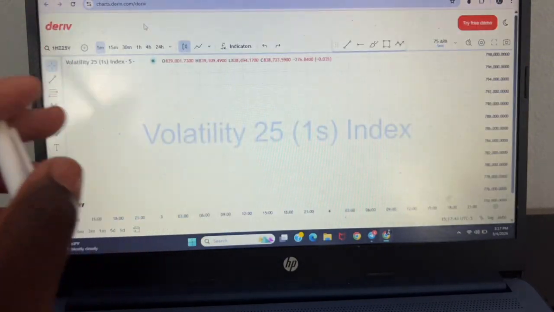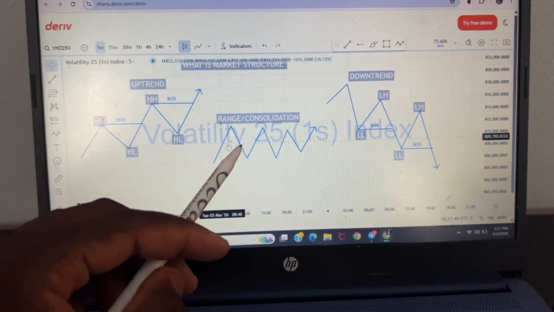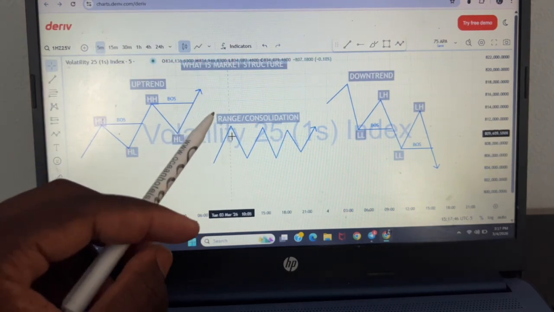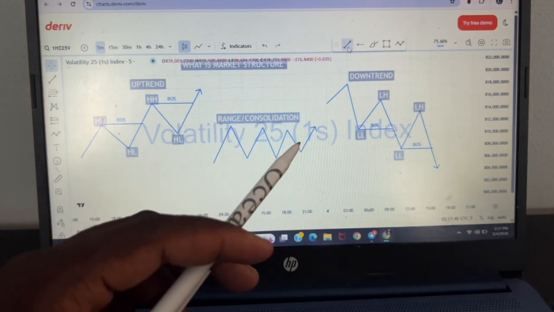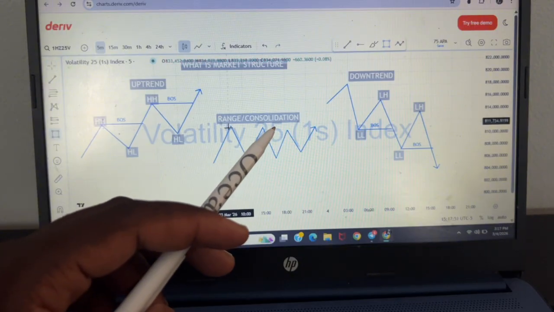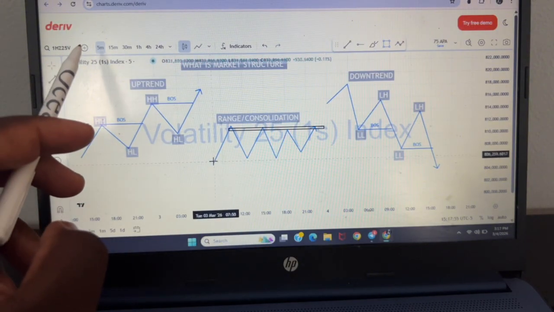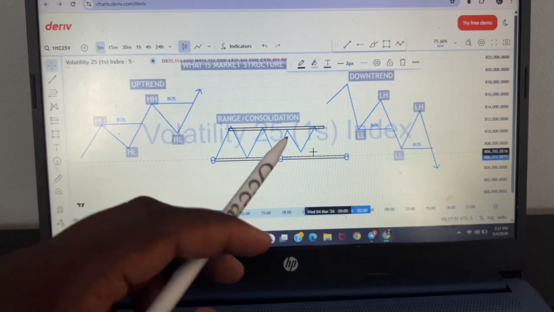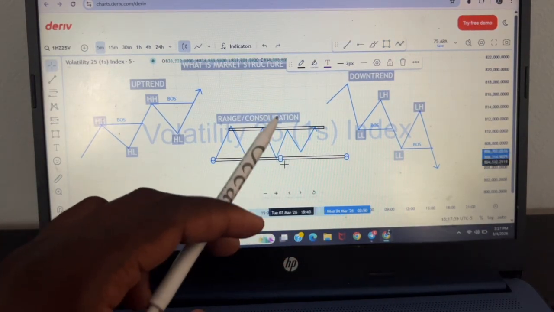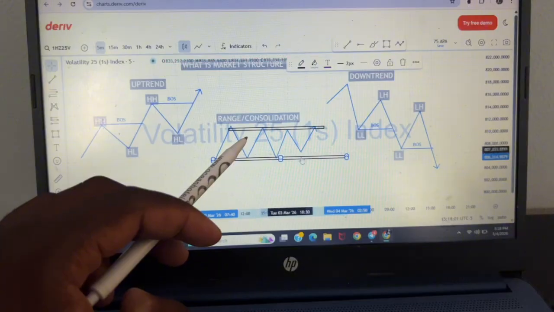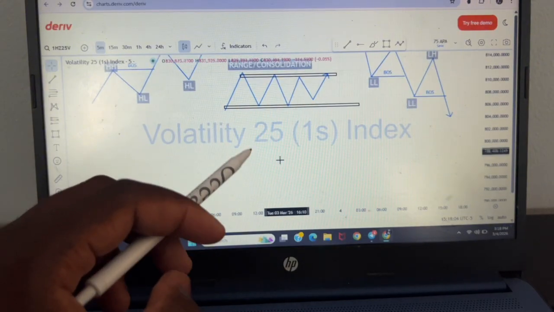So let me give you a simple example right here. Price is failing to make higher highs and higher lows. Price is just stuck in between these zones right there. Price is failing to break below or above these zones. So it's stuck in between a support and a resistance.